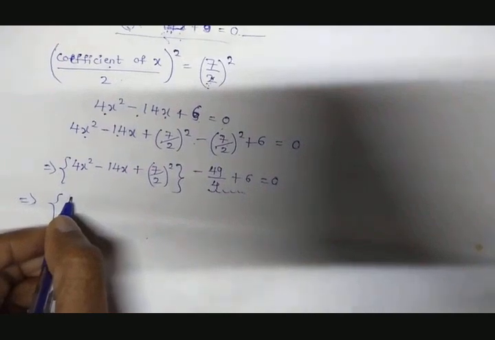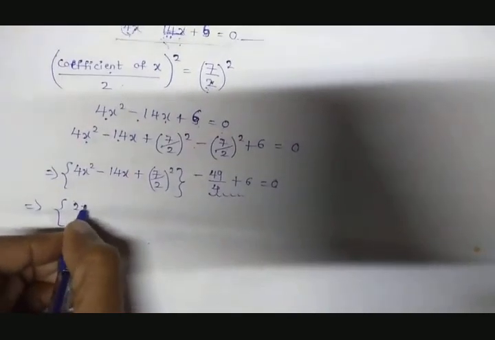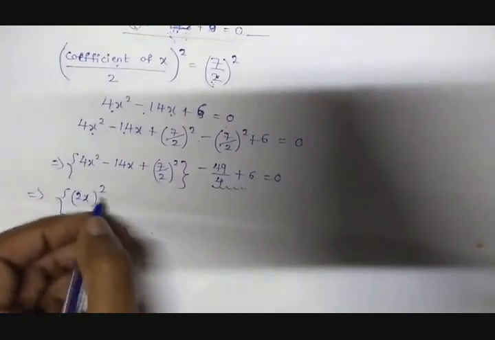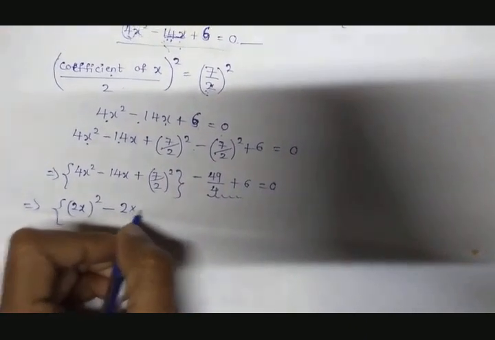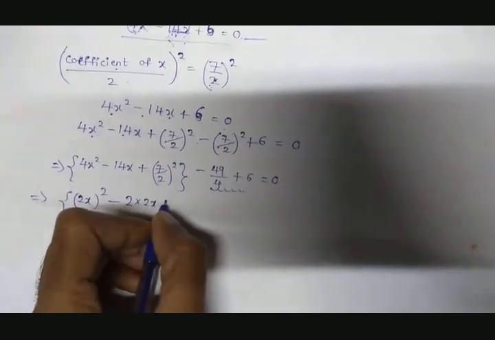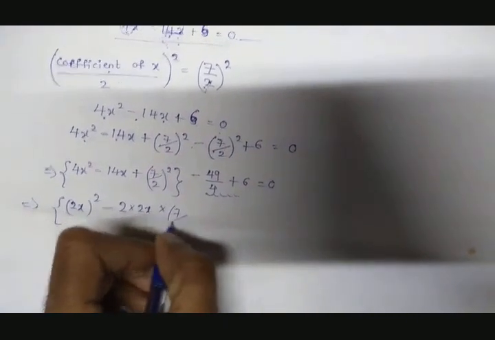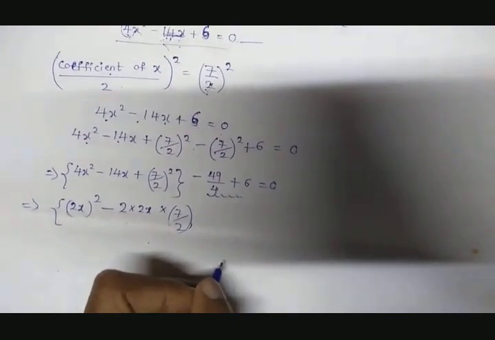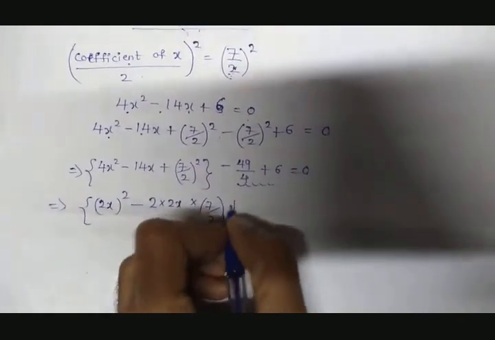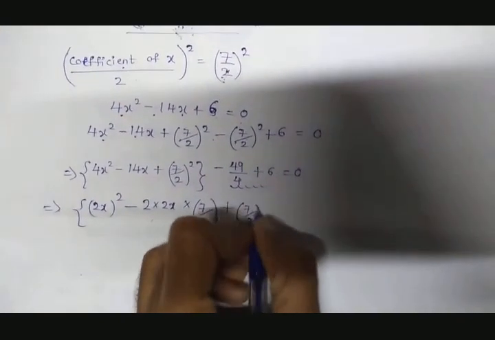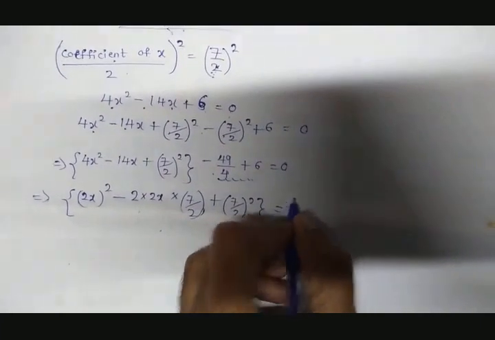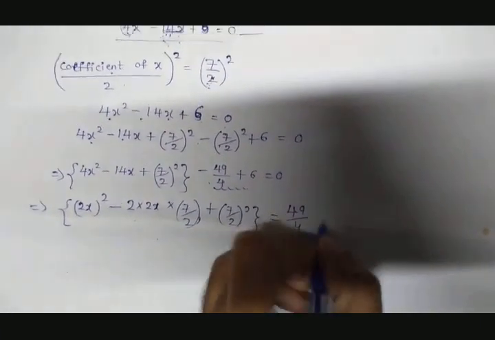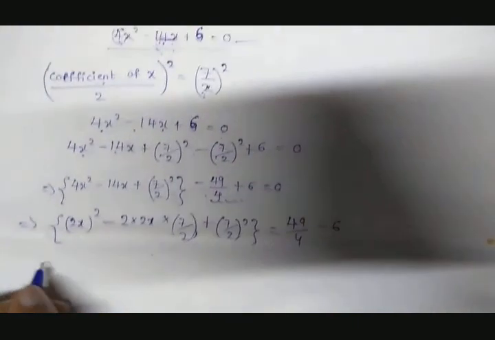So instead of writing 4x square, I will write it as (2x) whole square. And instead of 14x, I will write it as 2 into 2x into 7 by 2. So if you multiply again, you will be getting 14x, plus (7 by 2) whole square as it is. So we will be shifting these two terms to the RHS. So it will become plus 49 by 4 minus 6.